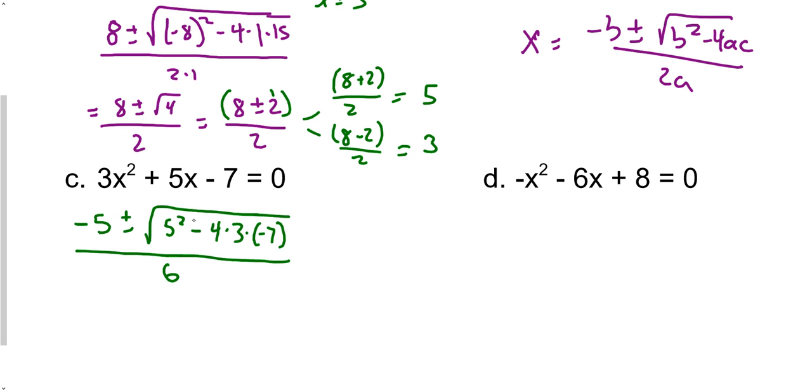Anyway, 12 times 7, that's 84. So this is going to be a negative 84. When you subtract a negative, it turns positive. So this is going to be 25 plus 84, and that's going to be 109. So this is going to be negative 5 plus or minus the square root of 109 over 6.